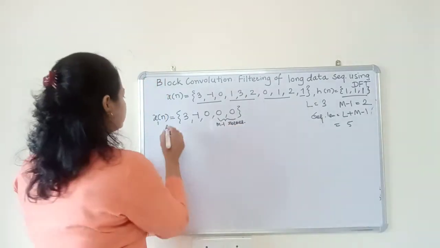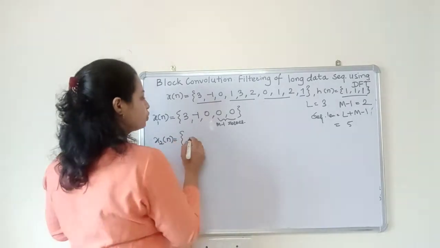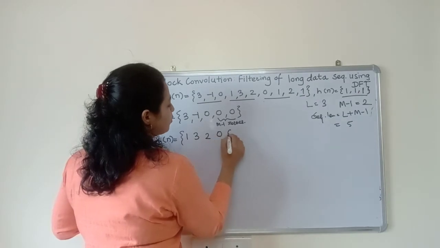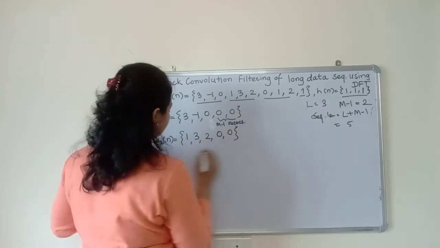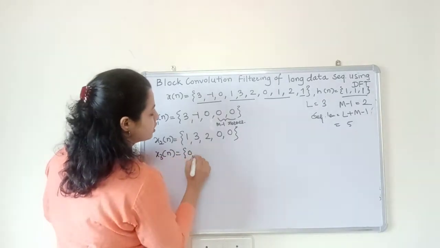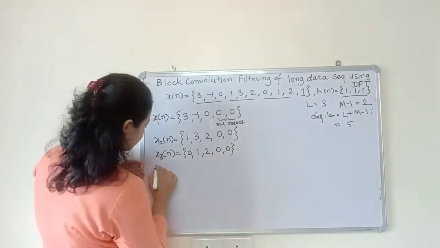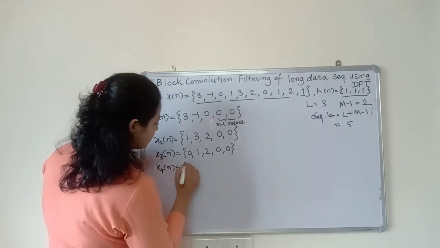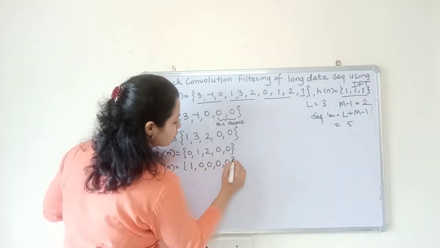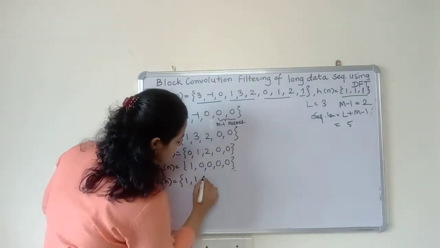In each sequence do like this. x2 of n is equal to, the second one, 1 3 2 0 0. x3 of n is equal to 0 1 2 0 0. x4 of n is equal to 1 0 0 0 0, and h of n with zero padding in a similar manner.